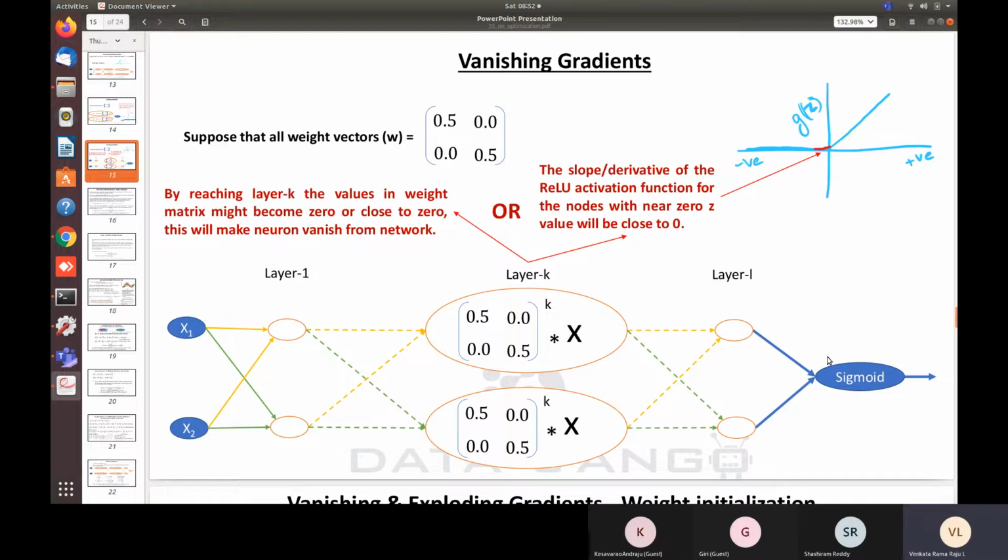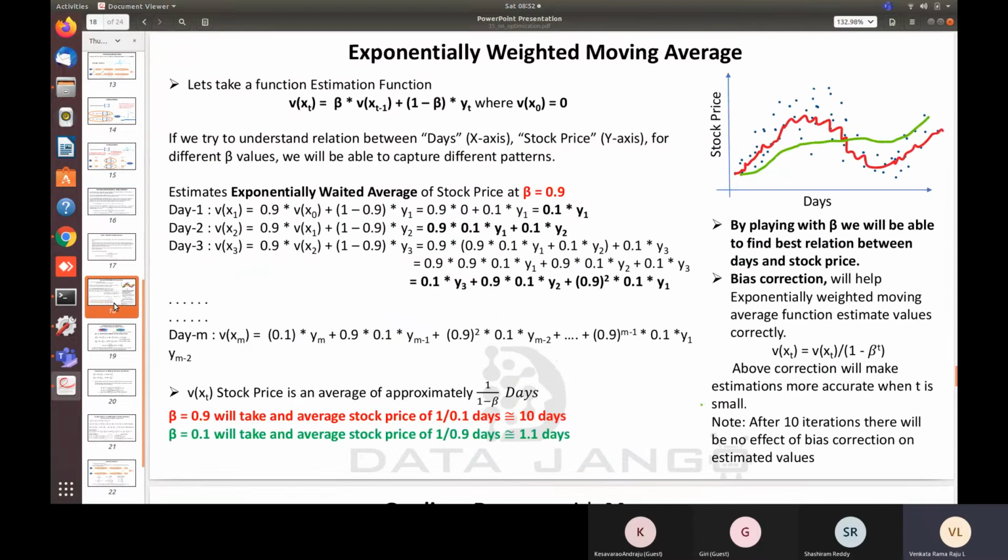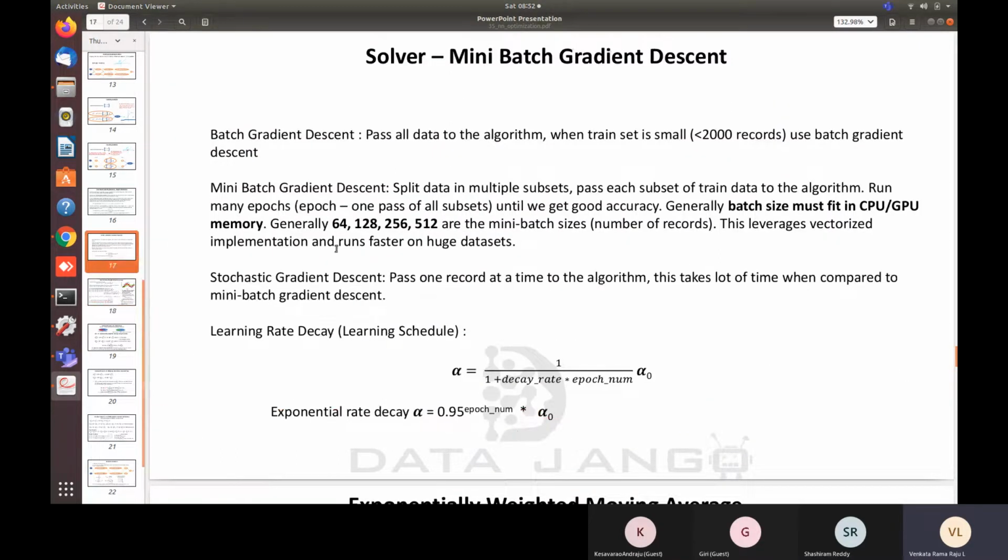Both are a problem, depending on, as Sishiram mentioned, right? Depending on the activation functions, or the target, the output activation function, it actually may vanish or explode. Generally, for a binary class problem, sigmoid is the output function. So we may get into that vanishing and exploding gradients problem. So the next thing is mini batch.